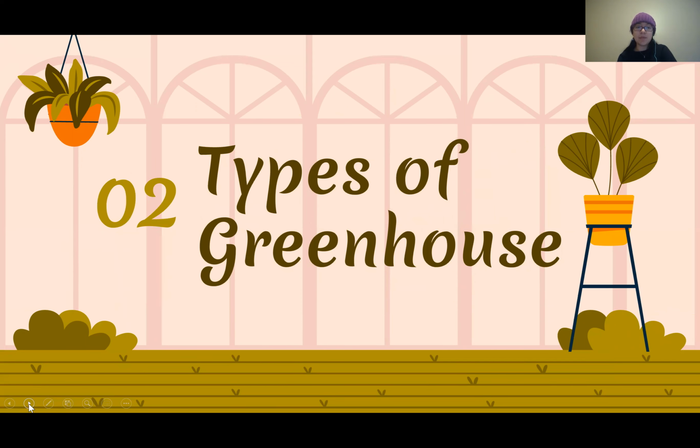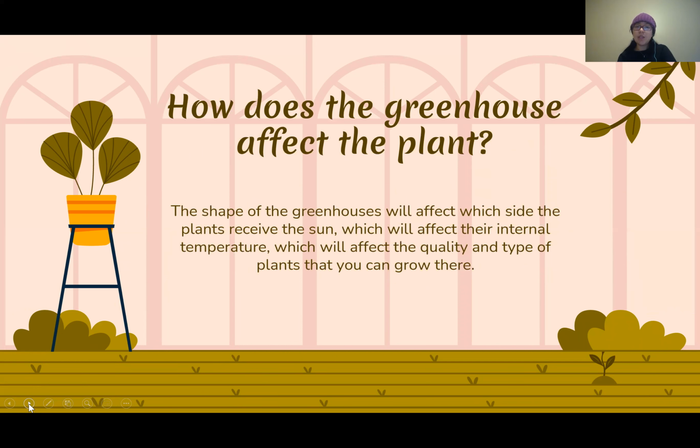Now let's go to the types of greenhouse. How does the greenhouse affect the plants? The shape of the greenhouse will affect which side of the plants receives the sun. For example, if you choose a greenhouse that faces directly to the sun, the plants will receive the sun this way. If you choose a greenhouse which receives the sun from another angle, you must take that into account when you are placing the plants. This will affect the internal temperature and also the quality and the type of plant that you can grow in there.